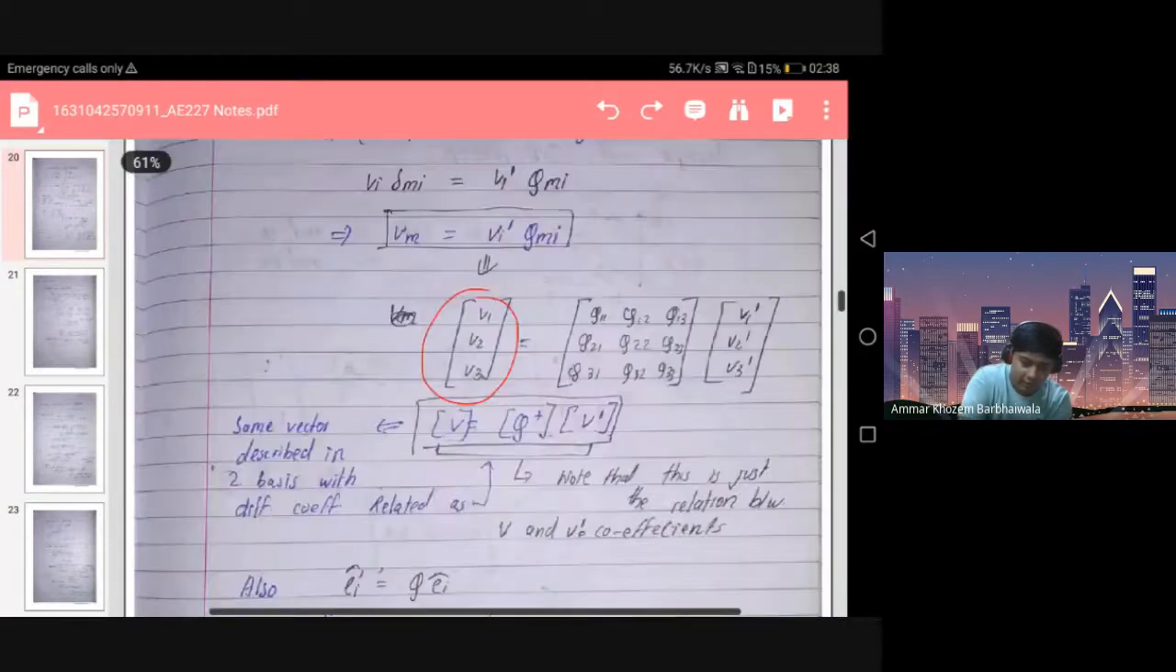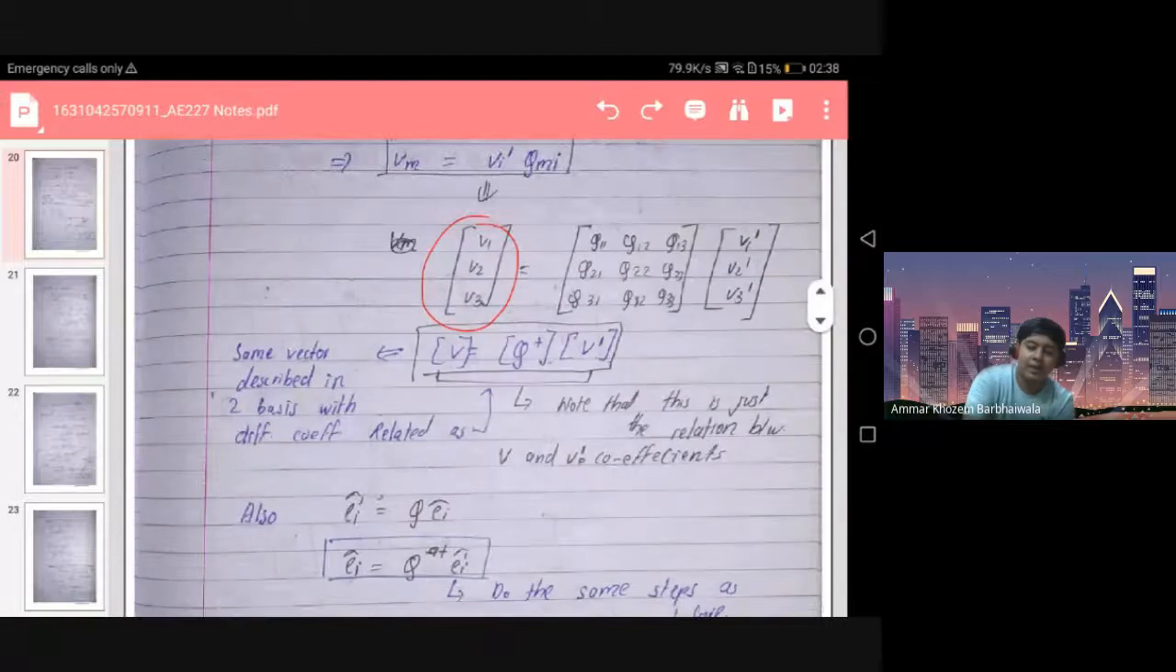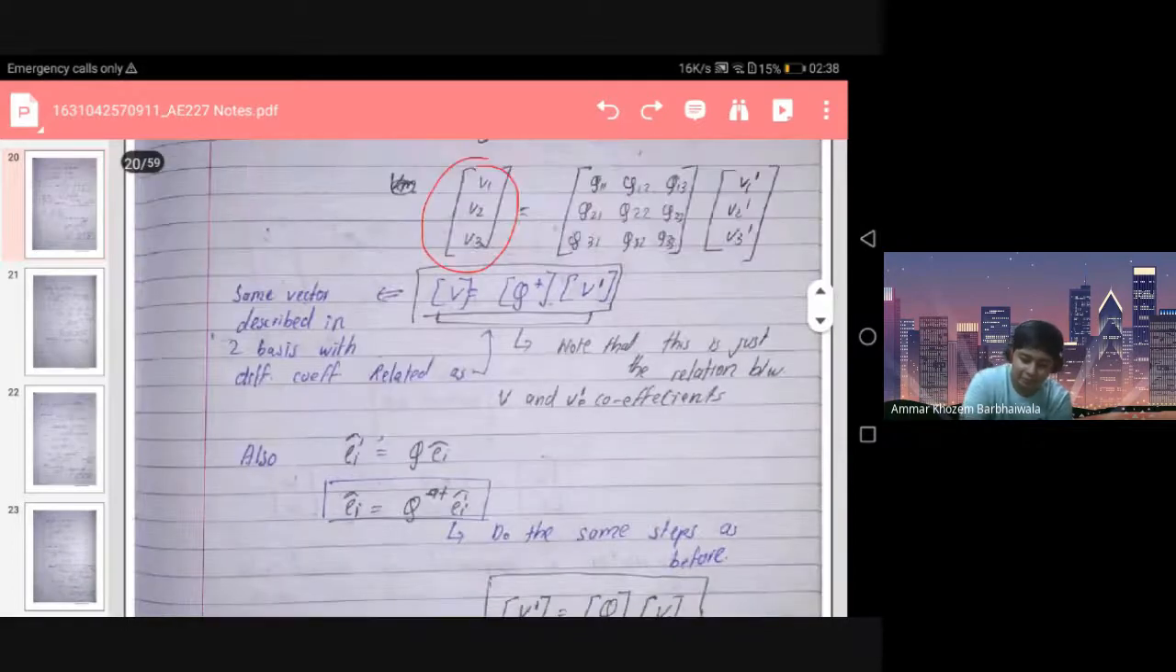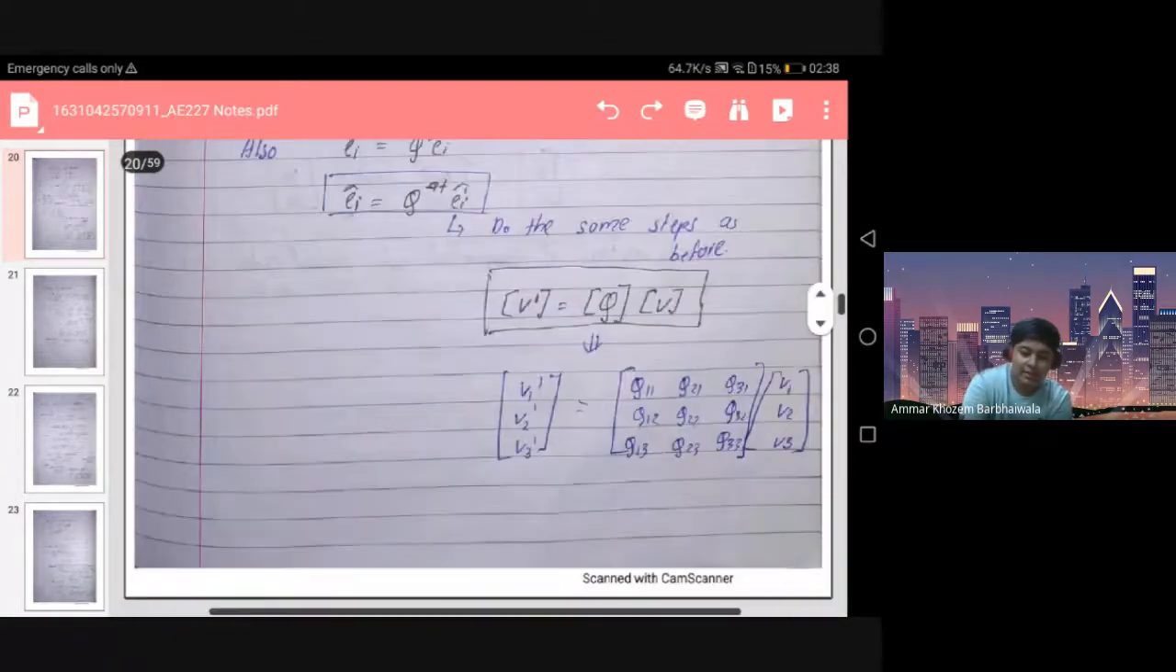So basically, v is equal to Q times v dash. You're comparing the components, so you have a vector fixed in space. This vector is defined as v1 e1 plus v2 e2 plus v3 e3, and you want to know how it is defined in the other basis, like v1 dash, v2 dash and v3 dash. So you can apply this transformation matrix and multiply it with the vector v. In that case it's very simple.